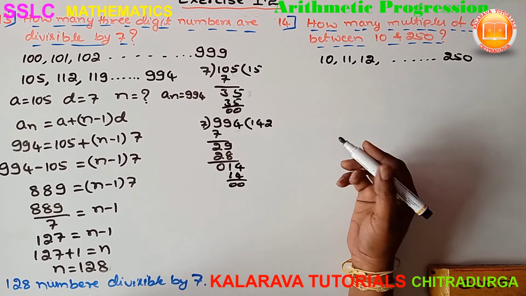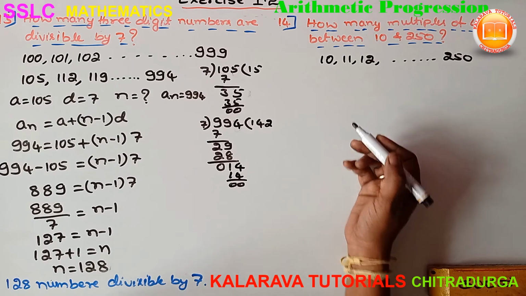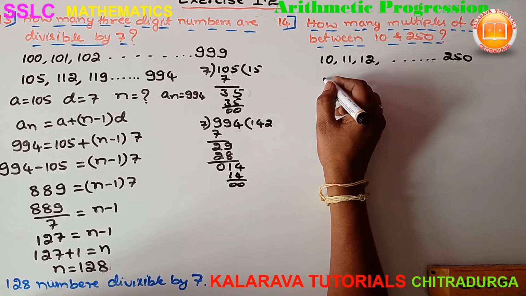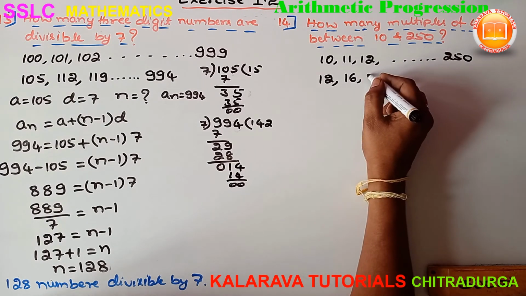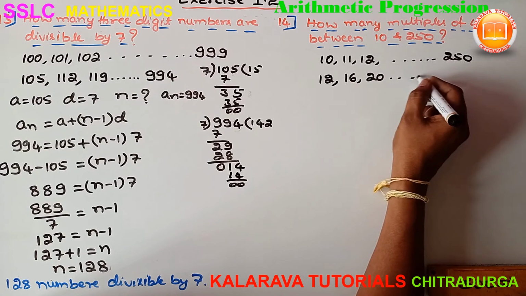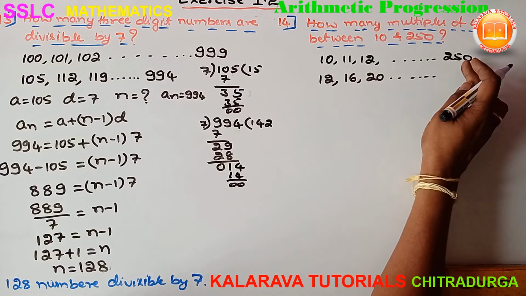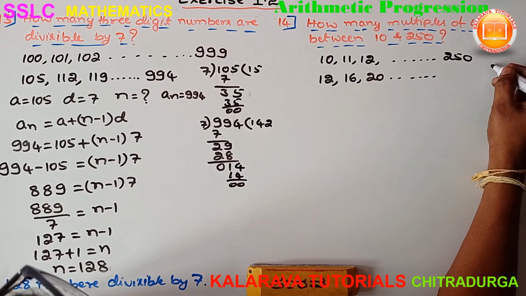4 ones are 4, 4 twos are 8, 4 threes are 12. So the first number that is divisible by 4 is 12, and 4 fours are 16, 4 fives are 20, and so on. So these are the numbers which are divisible by 4. Now we have to find out whether the last number, 250, is divisible by 4 or not.